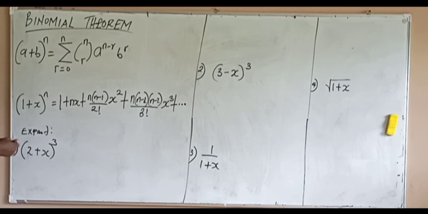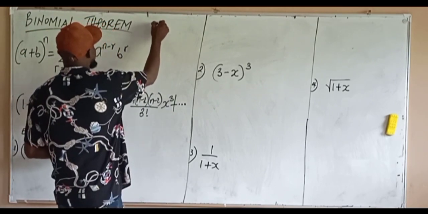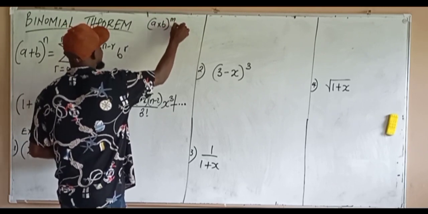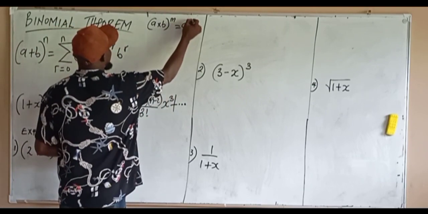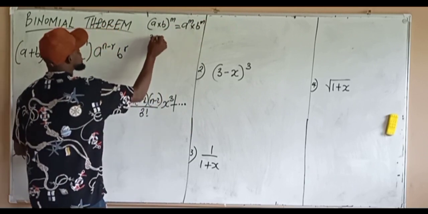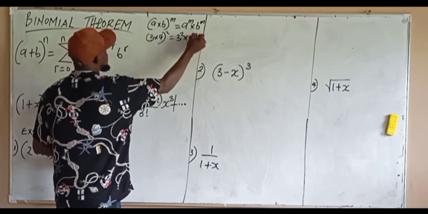Now, if I have something like this in mathematics, let's say A times B raised to power M, and we want to open this bracket, we're going to have A raised to power M times B raised to power M. So let's say we have 3 times 4 raised to power 2. This gives us 3 raised to power 2 times 4 raised to power 2.